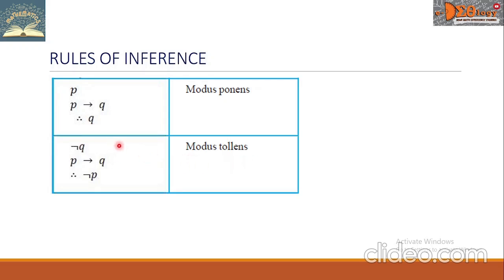We have two premises followed by conclusion. First premise, not Q. Second premise, P implies Q. And the conclusion, not P.